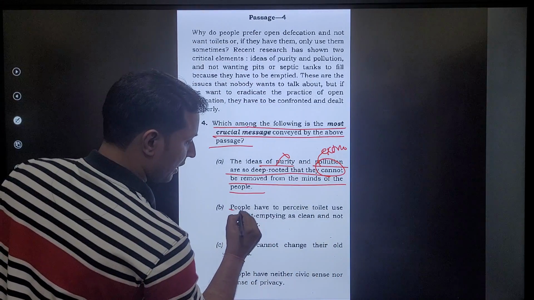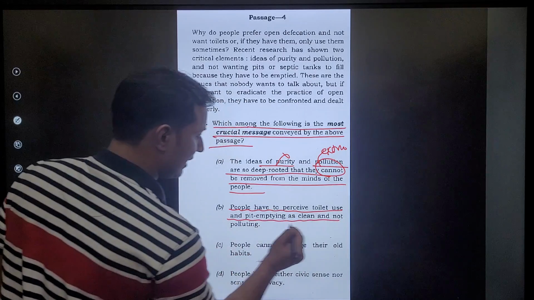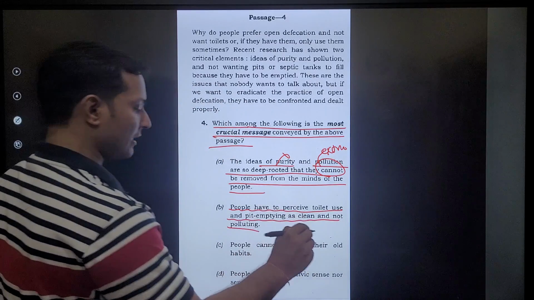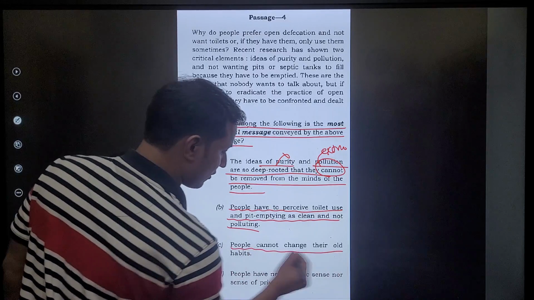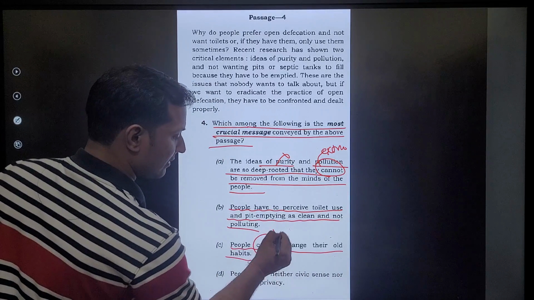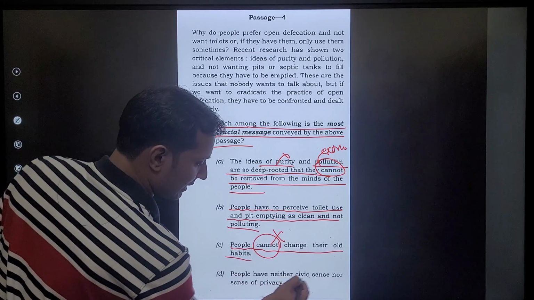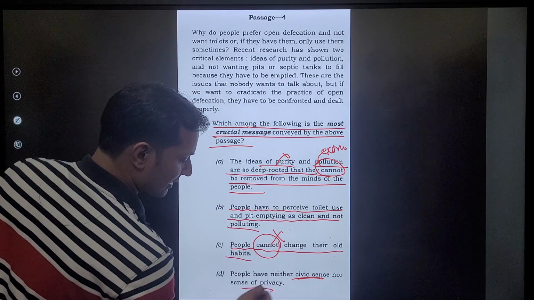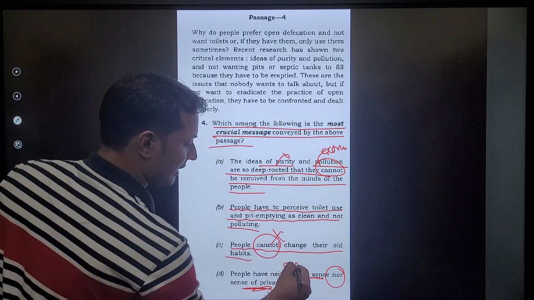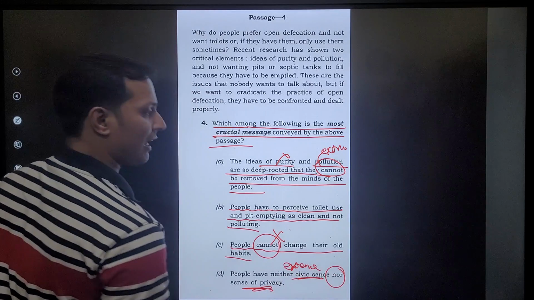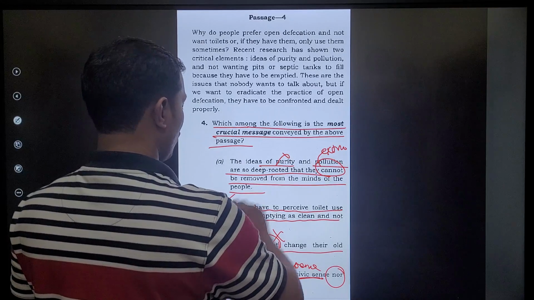Okay, people have to perceive toilet use and pit emptying as clean and not polluting. This is a normal sentence. Third, you see, people cannot change their old habits. Again, you see, extreme sentence, cannot. Then D, people have neither civic sense nor sense of privacy. Again, an extreme sentence, that they have neither this nor that. So the answer we get, which is option B.